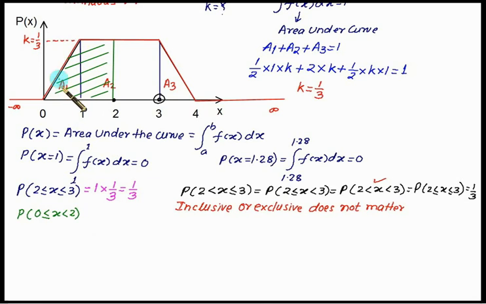So the area of the triangle will be 1 by 2, base is 1, height is 1 by 3. Second, for the rectangle, the base 2 minus 1 is 1 and the height of the rectangle is 1 by 3. So this answer is 1 by 6 plus 1 by 3. So we have 6, 2 plus 1, that answer is 1 by 2. So this is how you have to handle the continuous random variable.